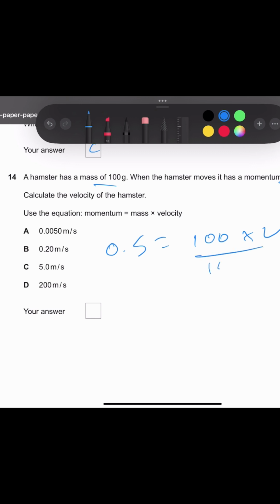So in 14, the mass of the hamster is 800 grams. When the hamster moves, it has a momentum of 0.5 kg m/s. Calculate the velocity of the hamster. So momentum equals mass times velocity. They give that to us kindly. So 0.5 equals 100 times velocity. So you can divide by 100 on both sides. So it's going to be 0.005 equals the velocity, and so that will then give us the answer.